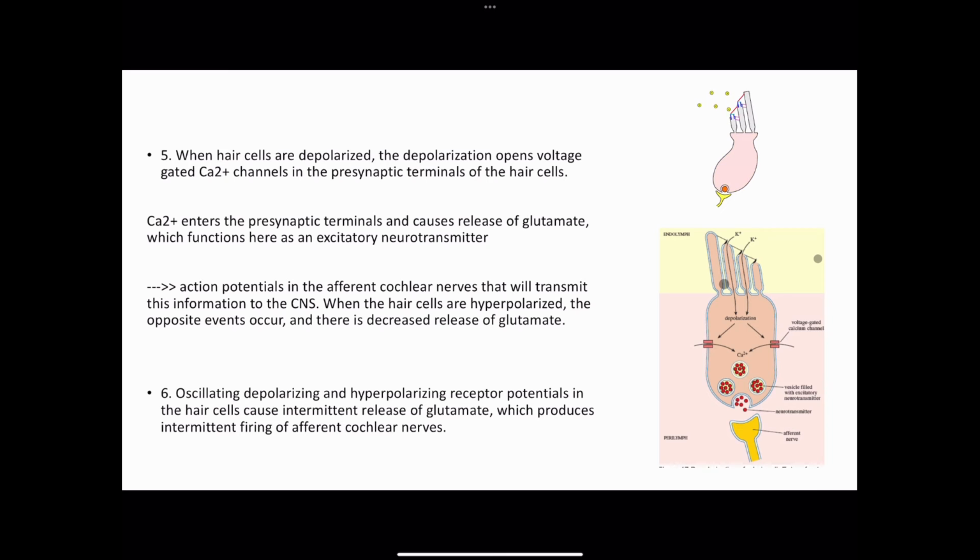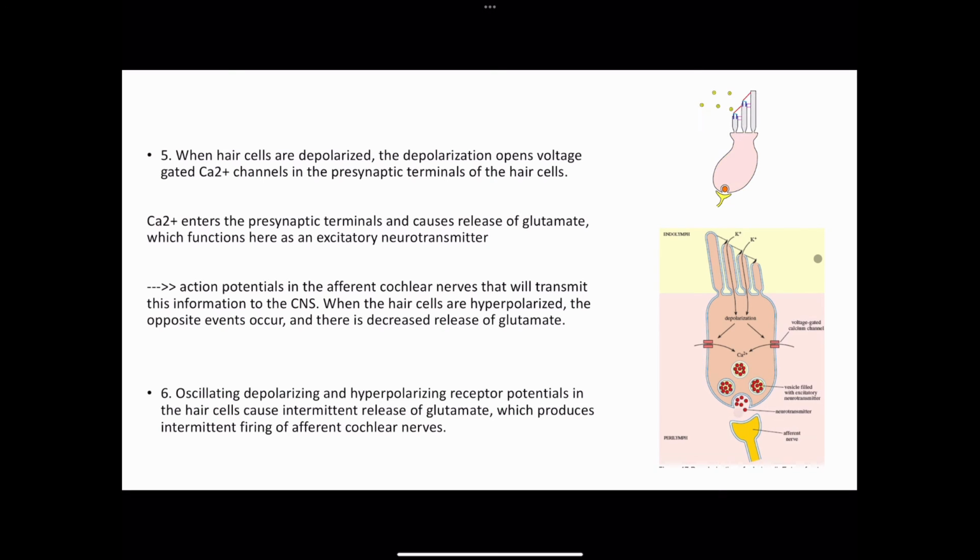When hair cells are depolarized, the depolarization opens voltage-gated calcium channels in the presynaptic terminals of the hair cells. Calcium enters the presynaptic terminals and causes release of glutamate, which functions here as an excitatory neurotransmitter.